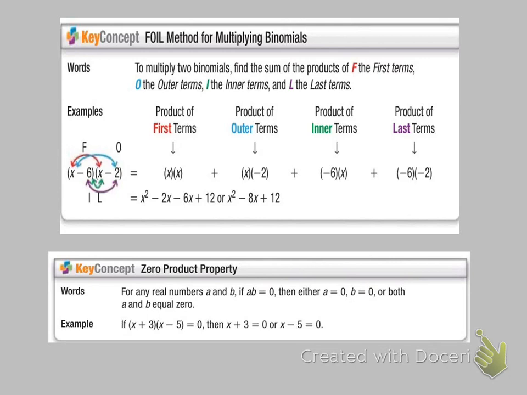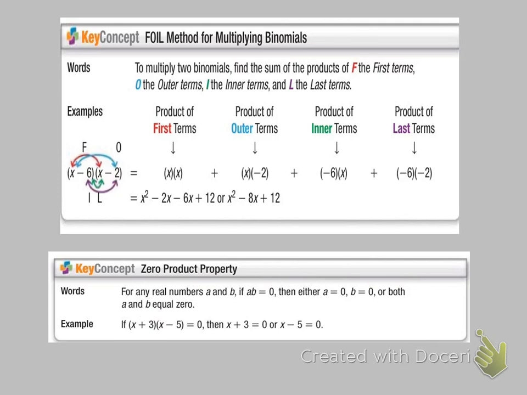So you really don't need the top box. The top box explains FOILing, which you already pretty much know how to do first, outer, inner, last. No big deal there. You know how to do that. The bottom box, though, you at least need to be aware of. It's not really something you need to write down.